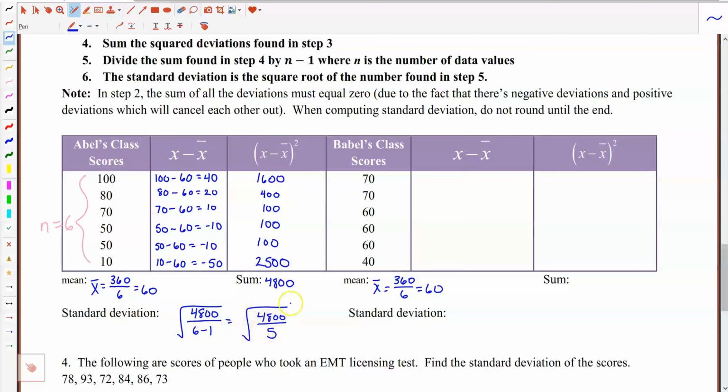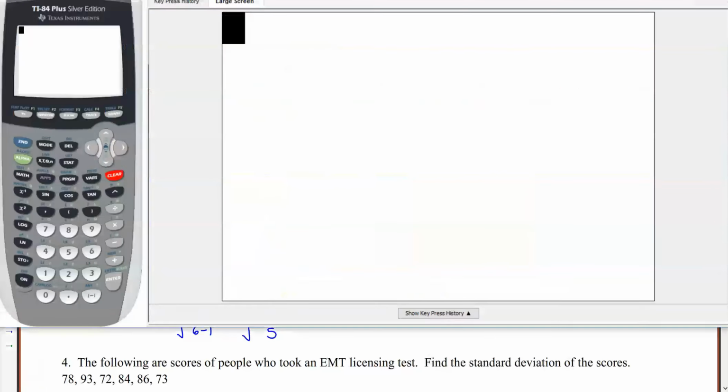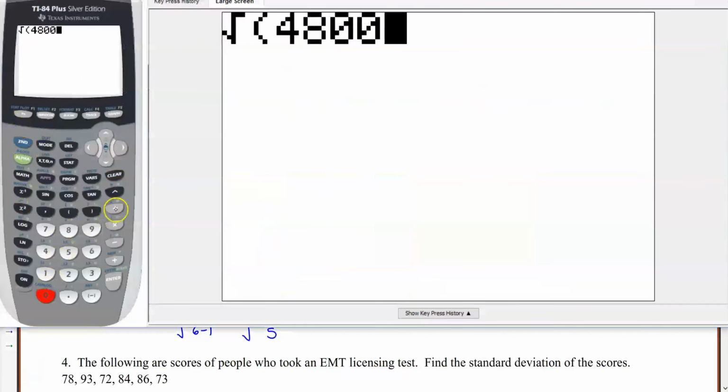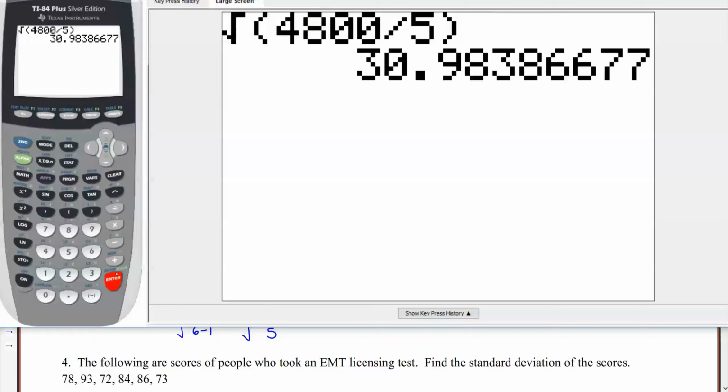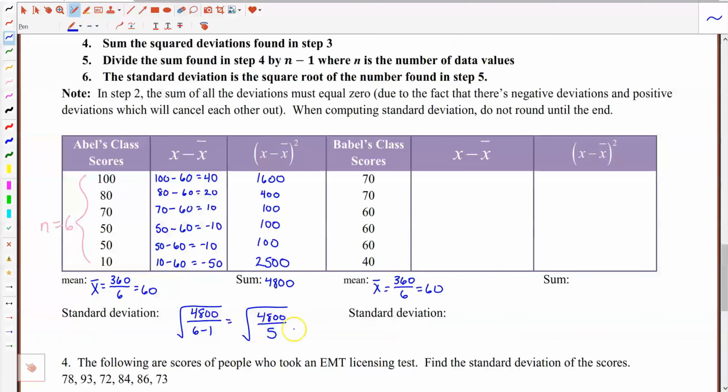Or you can throw this whole thing in your calculator all at once. So I'm going to pull up my calculator. So I'm going to find the square root of 4,800 divided by 5. Now all of this is underneath the square root symbol. Notice the parentheses here. So my calculator is going to do the division first, and then it's going to take the square root of whatever that number is. And it looks like out to 2 decimal places we're going to get 30.98. Alright, so there's the standard deviation for Abel's class.